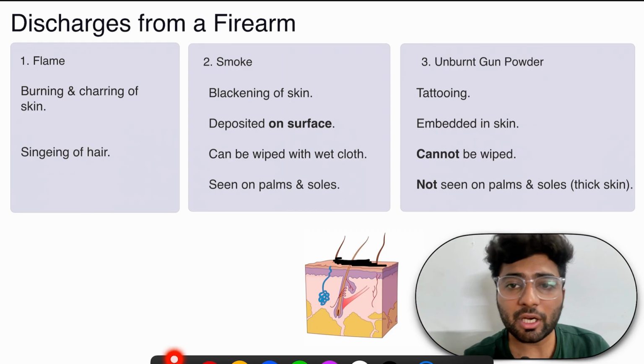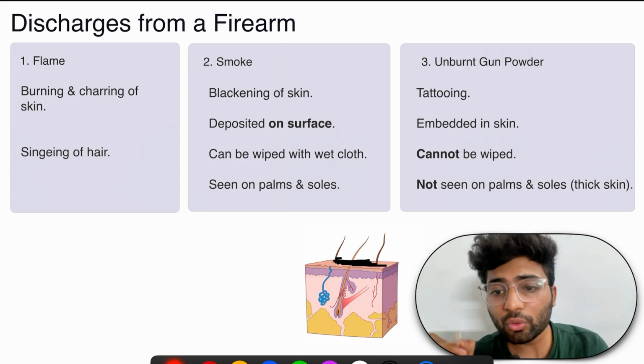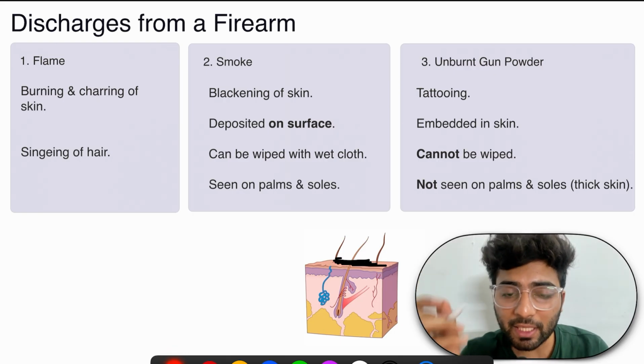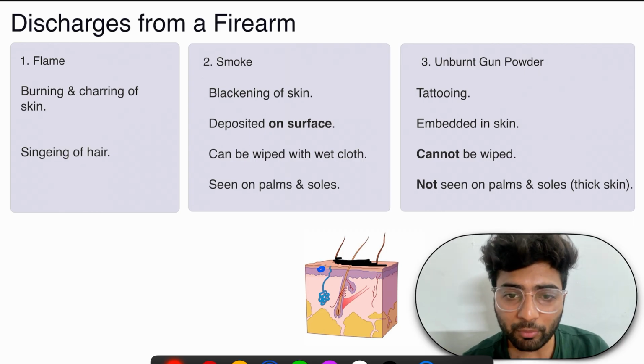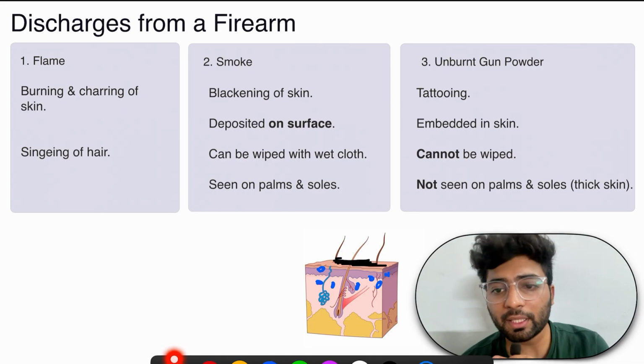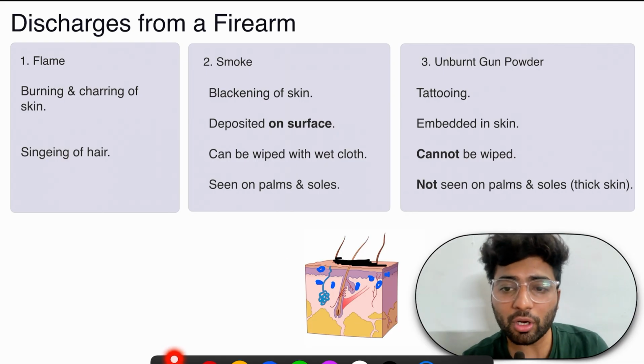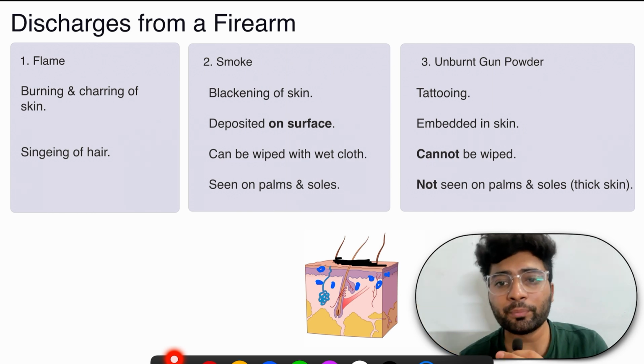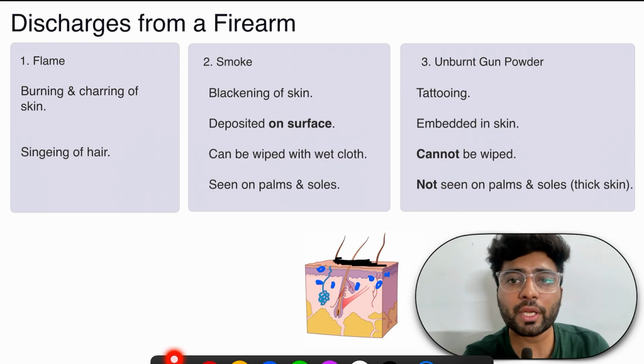But unburned gunpowder does not cause blackening, it gets embedded inside the skin. So let's say if this blue one is unburned gunpowder, then the unburned gunpowder will be somewhere over here, embedded. Now I can wipe this smoke away with a cloth, right? It can be wiped, but this gunpowder cannot be wiped because it is inside the skin. So this is the difference between smoke and gunpowder.